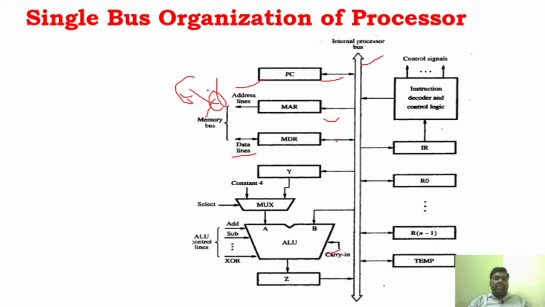This external bus can be connected to the memory through MAR and MDR. And the control bus, you know, is nothing but it generates the control signal. The control signal is connected to the instruction decoder. Okay, so this is what you have to write.